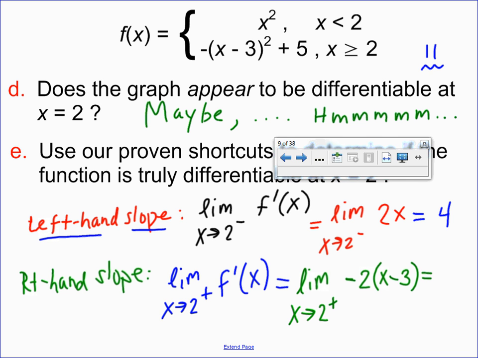Let's do that. Ready? Go. 2 minus 3 is negative 1. Times negative 2 is positive 2. Does my left-hand slope value match my right-hand slope value? No, and so while the function was continuous at x equals 2, it clearly is not differentiable because the left-hand derivative value does not match the right-hand derivative value.